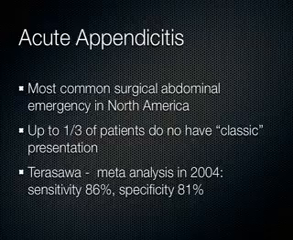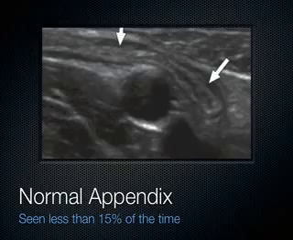Now, if we could get good with ultrasound, though, and see a true appendicitis on ultrasound, we could avoid the need for a CT scan, and especially in a younger patient. The average age of somebody who gets appendicitis is 27 years old. So Terasawa, the author, did a meta-analysis a long time ago, 6 years ago, back when the ultrasound machines weren't as good, and found out that in the hands of radiology, ultrasound had a sensitivity of 86% and a specificity of 81%. The reason for its low specificity is because we never see this on ultrasound.